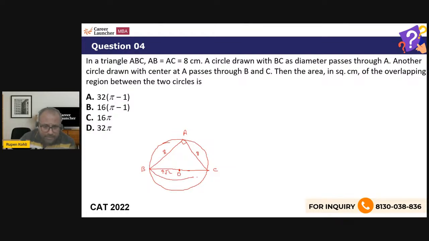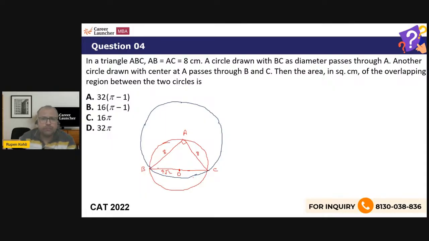Let me do one thing. Let me draw this with different ink so that we can clearly distinguish that circle from this one. And so there is another circle like that. Something like that. We'll do with that.